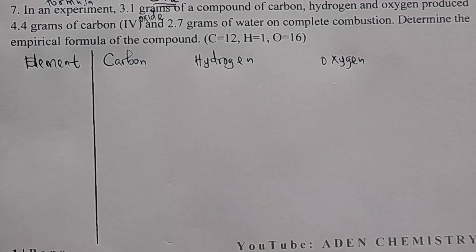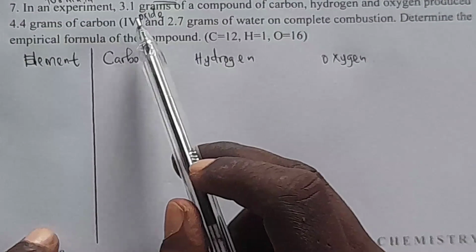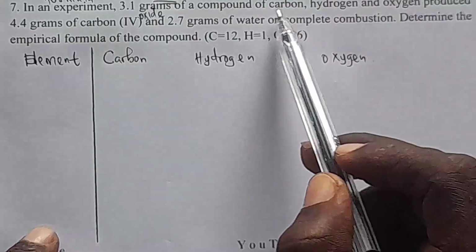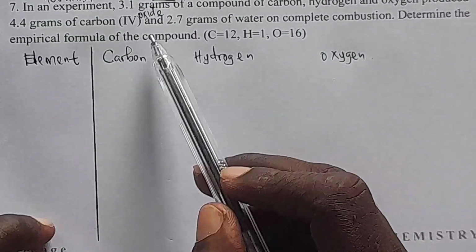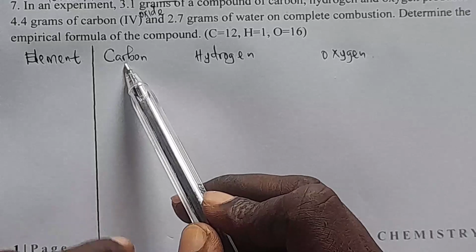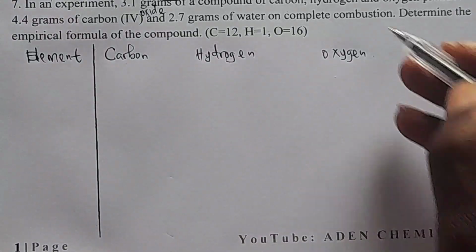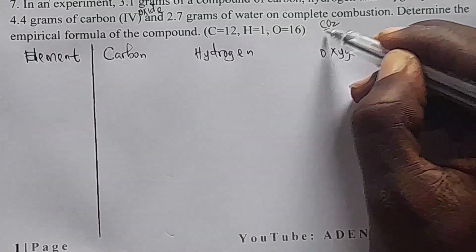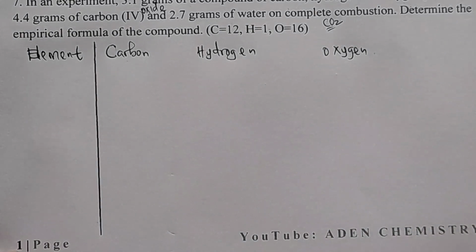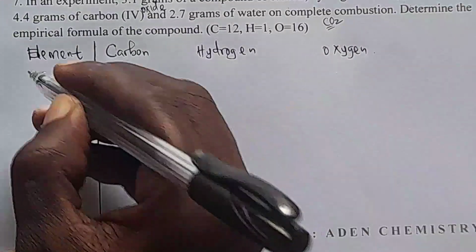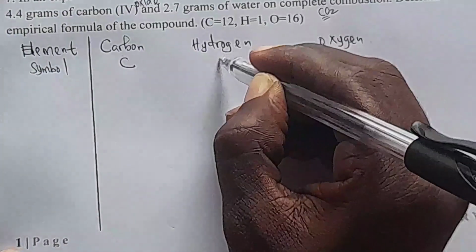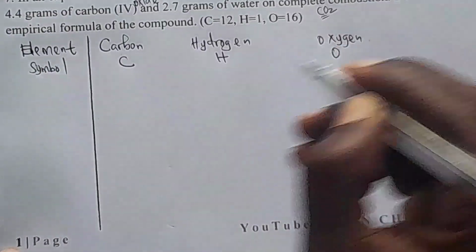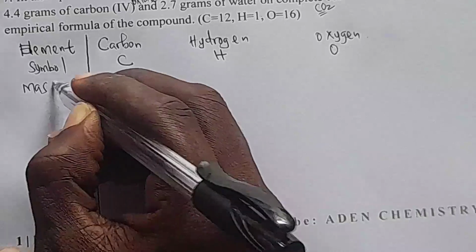So we are told in an experiment 3.1 grams of a compound of carbon, hydrogen, and oxygen produced 4.4 grams of carbon dioxide. So I have here carbon. How will you write carbon dioxide? CO2. So you get carbon in carbon dioxide, and you have 1 carbon. Let's get first of all the symbols. The symbol for carbon is C. The one for hydrogen is H. The one for oxygen is O. Then we go to get the mass.